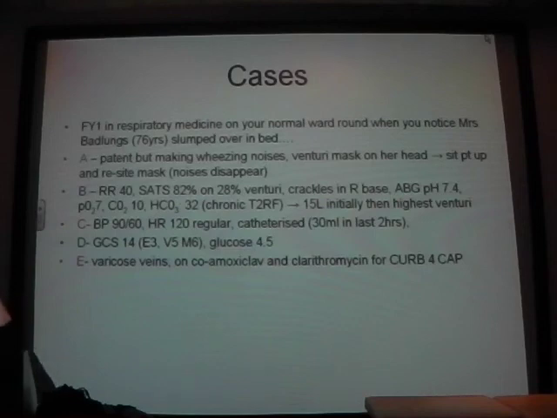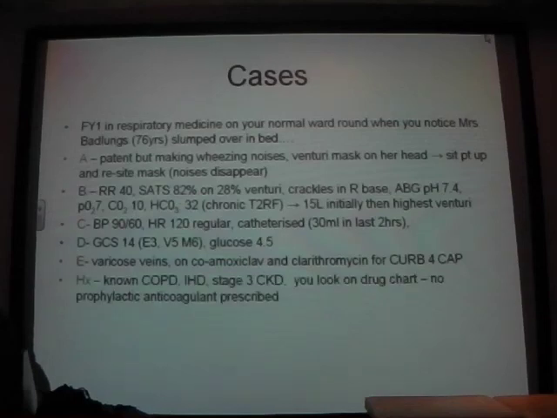So, on examination, she's got varicose veins in her legs, and she is currently on antibiotics because she's been treated for pneumonia. She's known COPD. She's got some risk factors, as you can see. You look at the drug chart. She's not on any tinzaparin or enoxaparin at all. No prophylactic anticoagulation.